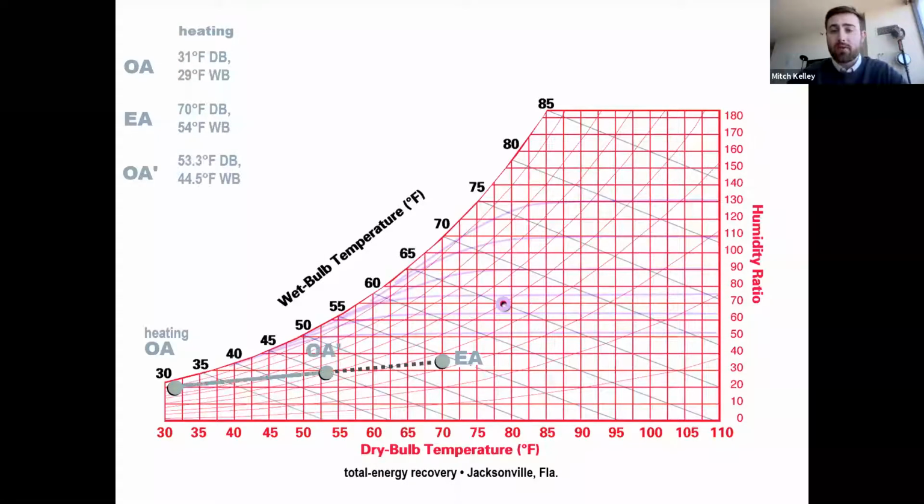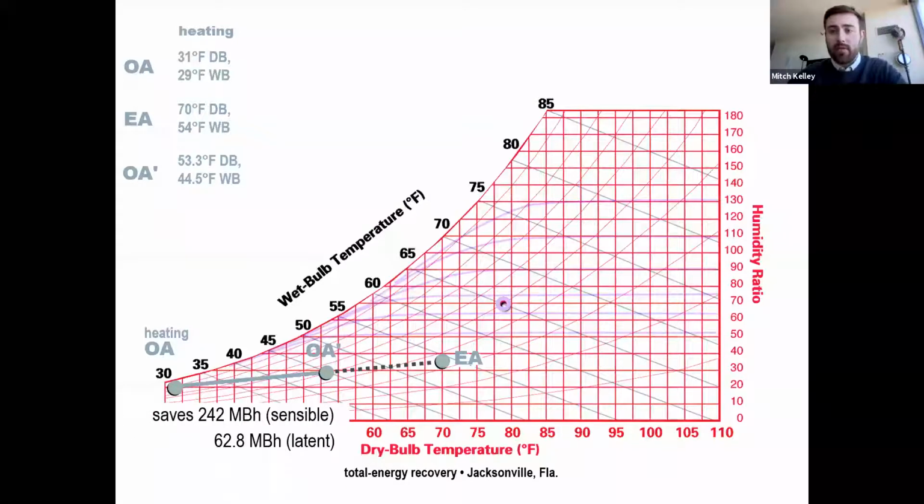At heating design, the wheel transfers sensible heat and moisture from the exhaust air to the outdoor air. The sensible heat recovered raises the dry bulb temperature of the OA, resulting in a reduction of heating load of 242 MBH. Additionally, in this case, the moisture or latent heat transferred from the exhaust air humidifies the entering outdoor air.